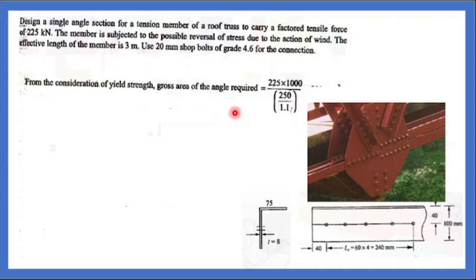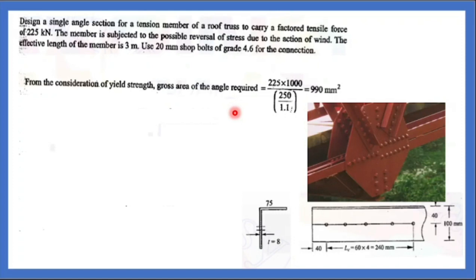Now you can find the area required. Stress divided by material safety factor. What is the material safety factor? Divided by 1.1. 990 mm square. For this area, you choose a section. What have they given? Can you choose a channel section, beam, plate? We select single angle section only.